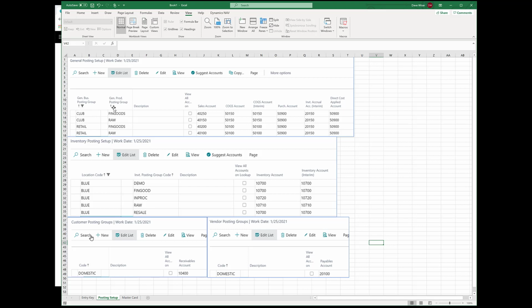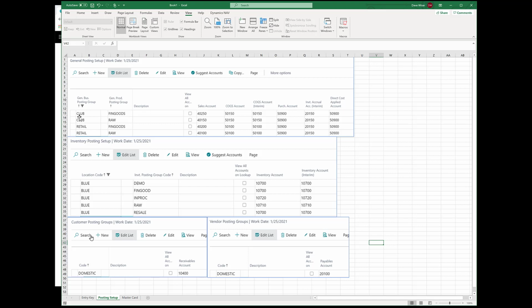It allows you the flexibility then of being able to post different types of customers to different types of sales accounts, or different items, different item groupings to different sales accounts if you want to. A lot of companies will only post to one sales account. There are some that want a variety of sales accounts so that when they have differences in the general business or the general product posting groups, they can drive those transactions to different accounts.